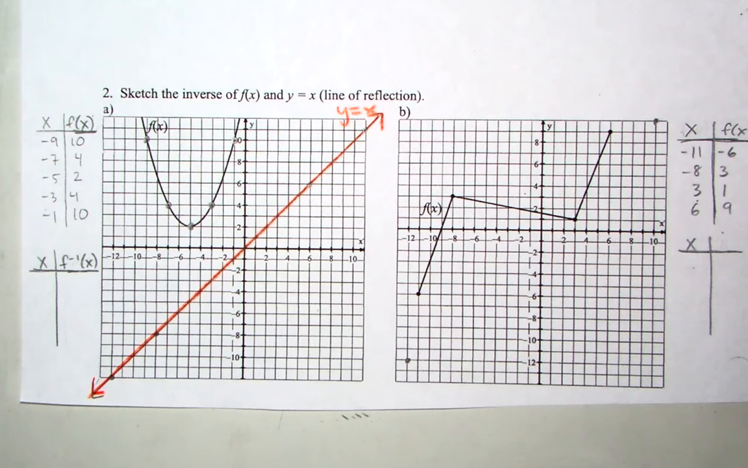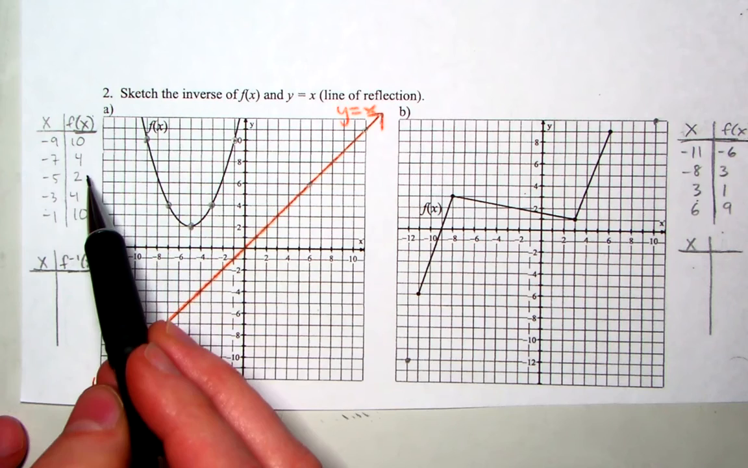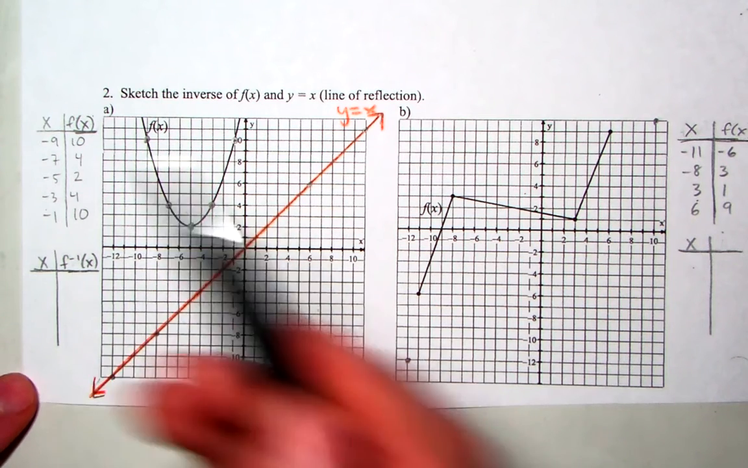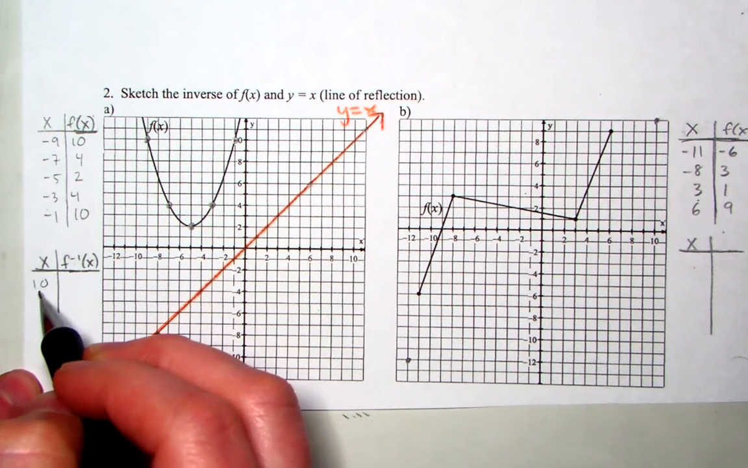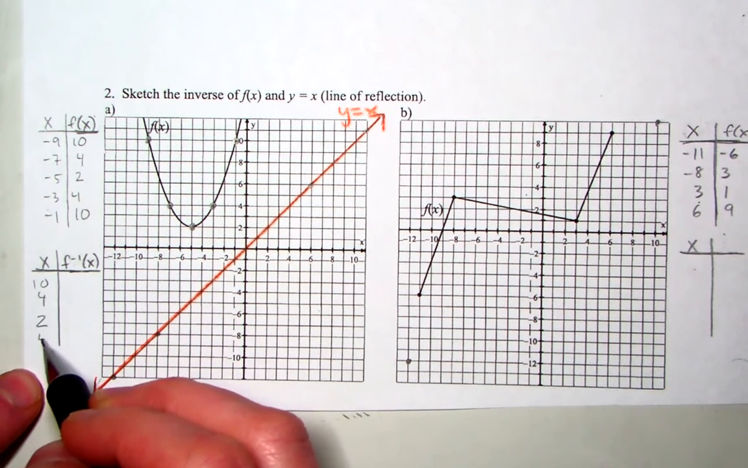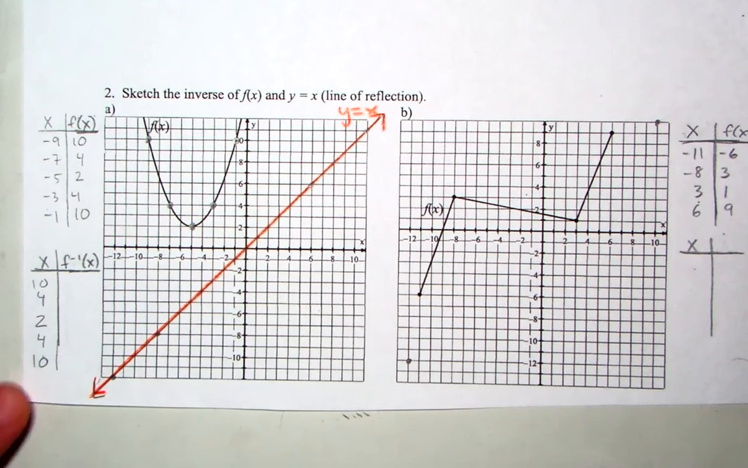I've already picked 5 values that were easily recognizable on part A here. So these are the coordinate points I found. Now, if you recall from an earlier lesson about inverses, you just take what was an input-output for a function and then switch them. So the output becomes the input and the input becomes the output. In other words, 10, 4, 2, 4, 10. All of these are now the input for the inverse.